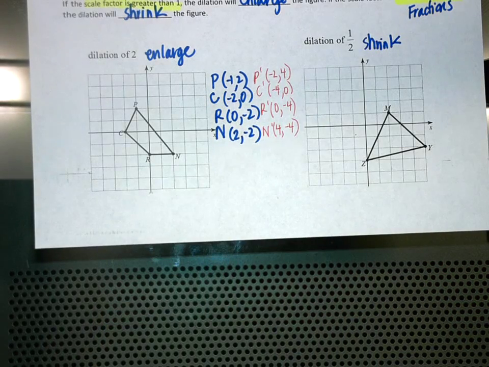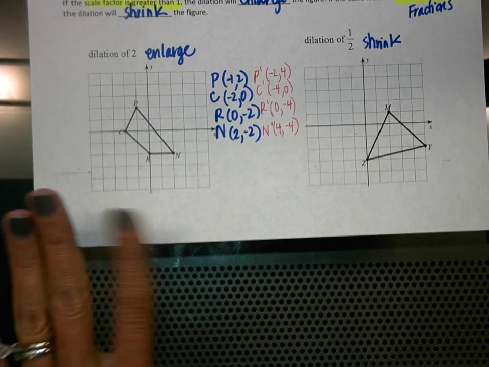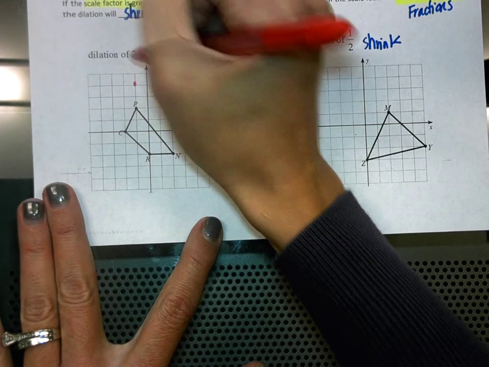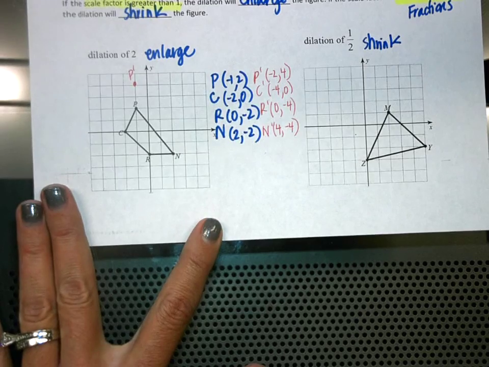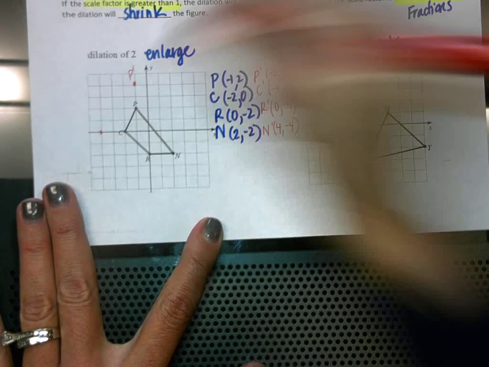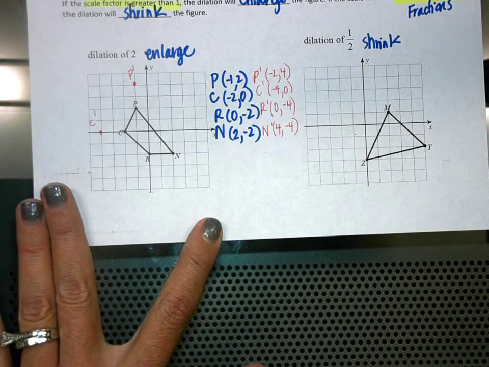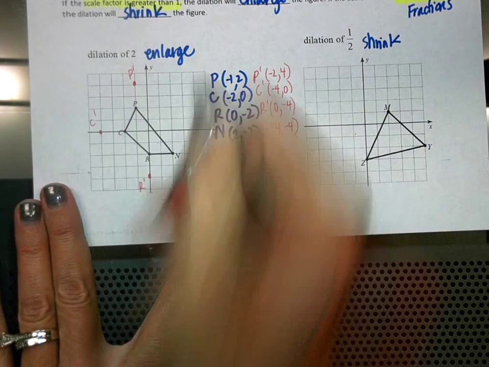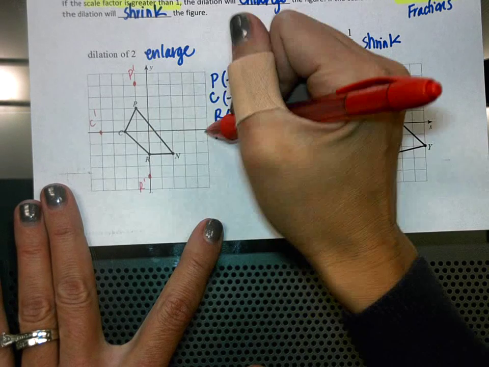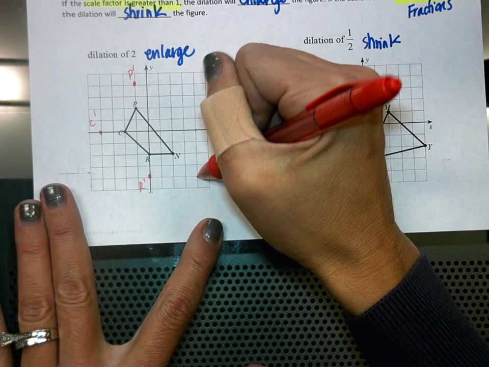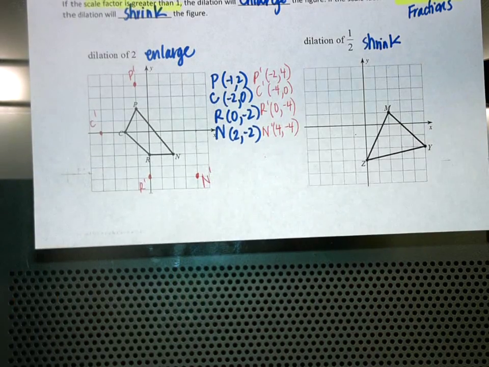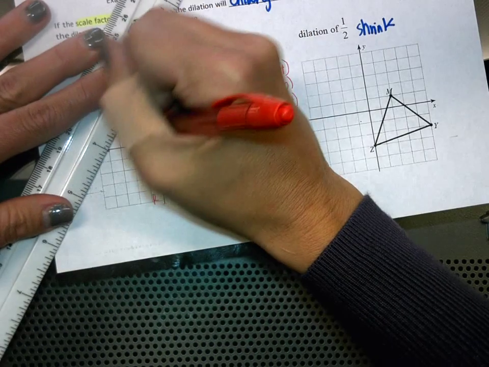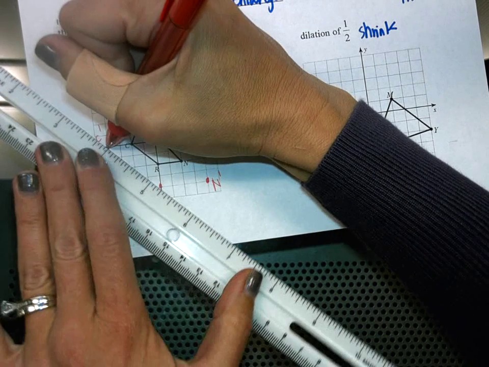And so now we're going to go and plot each of those points. So we go left 2, up 1, 2, 3, 4. And make sure you label each of your points. So that's P prime, -4, 0 is our C prime. R is at 0, -4. So we have R prime there, and then N prime is -4, -4. And again, I would suggest using a ruler. So we draw our lines, connecting our dots.